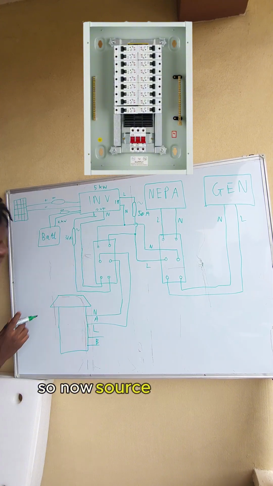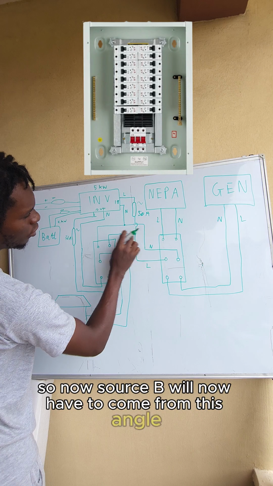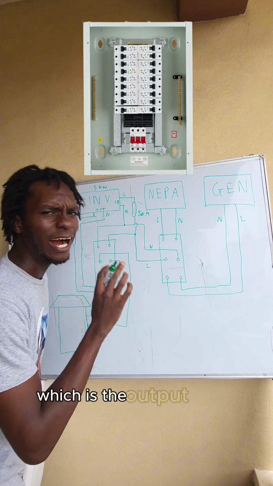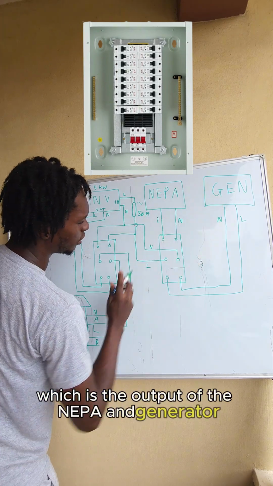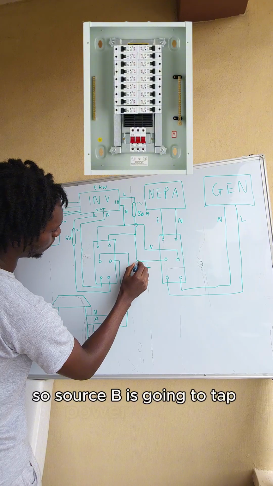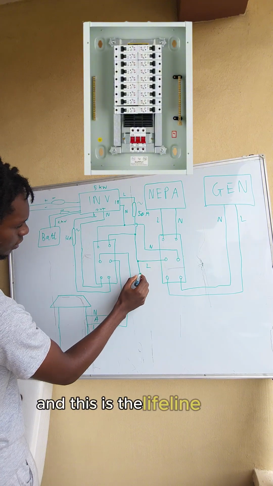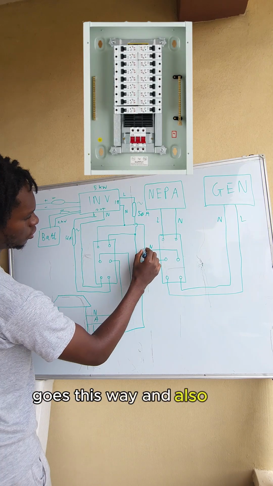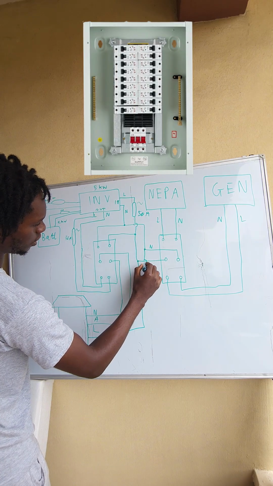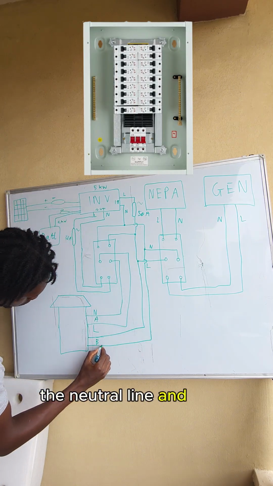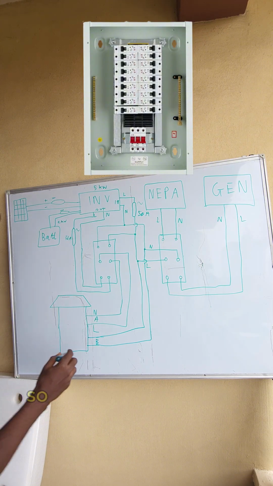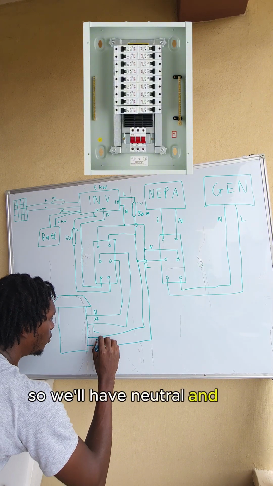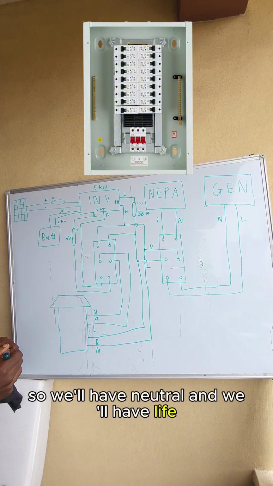So now source B will have to come from this angle where the inverter is taking the input, which is the output of the NEPA and generator. So source B is going to tap power from here, and this is the live line, right? It goes this way, and also taps power from here, the neutral line, and goes this way. So we'll have neutral and we'll have live.